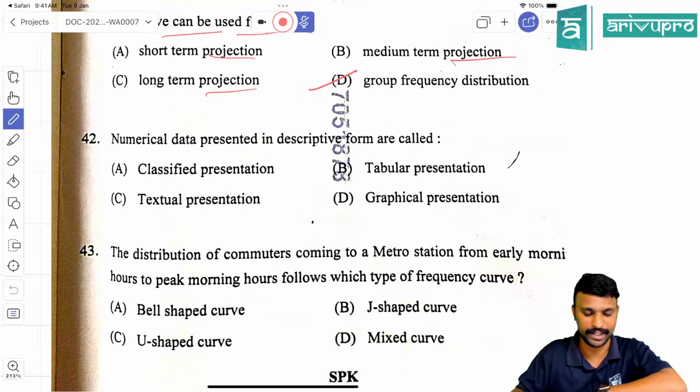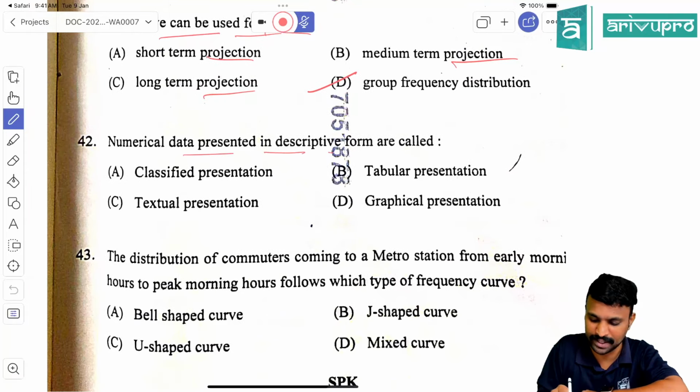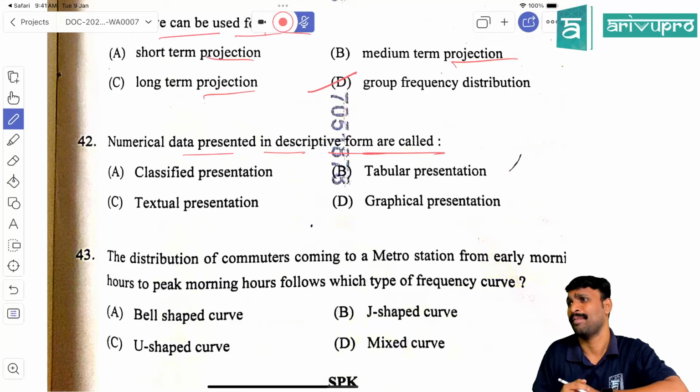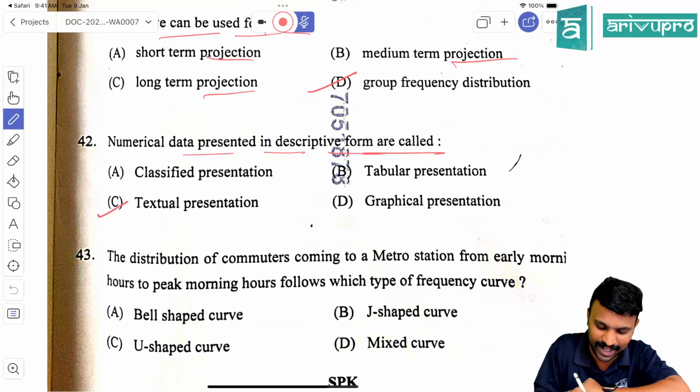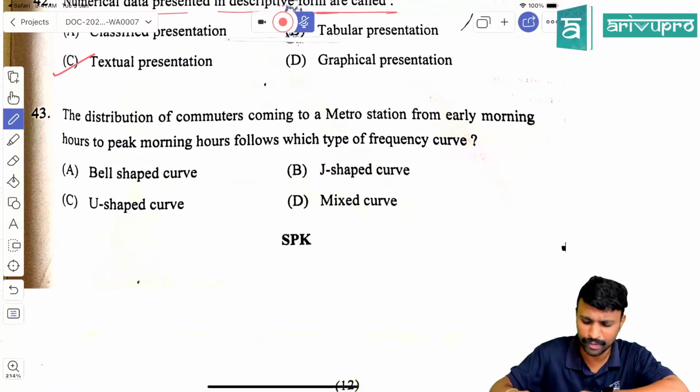Understood? 42nd question. Numerical data presented in the descriptive form are called as guys, numerical data presented in a descriptive form. Obviously, it is a textual presentation. Moving on to the next question.